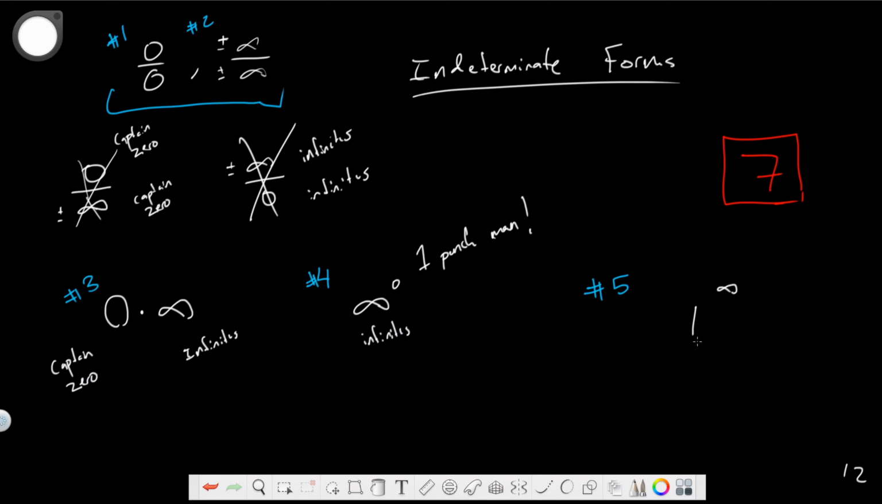This is indeterminate form. We have 0 divided by 0, infinity divided by infinity, 0 times infinity, infinity to the 0, and 1 to the infinity. These are 5 of the 7 indeterminate forms.